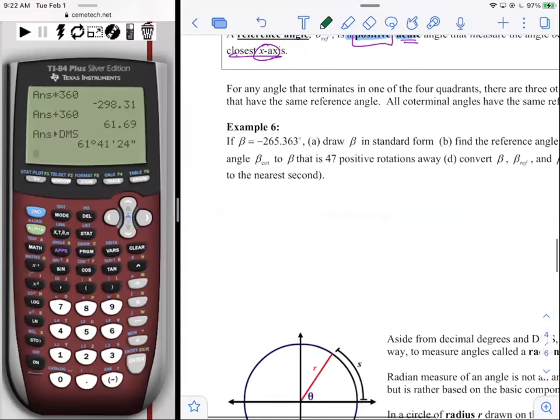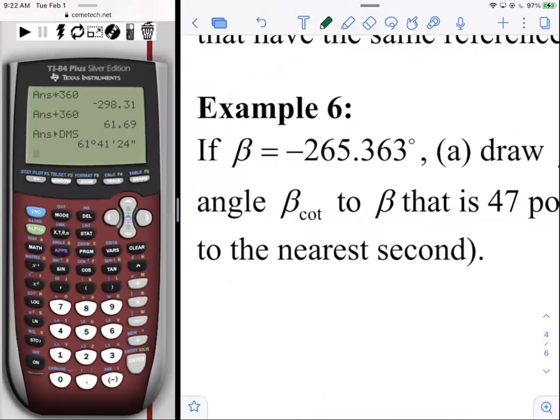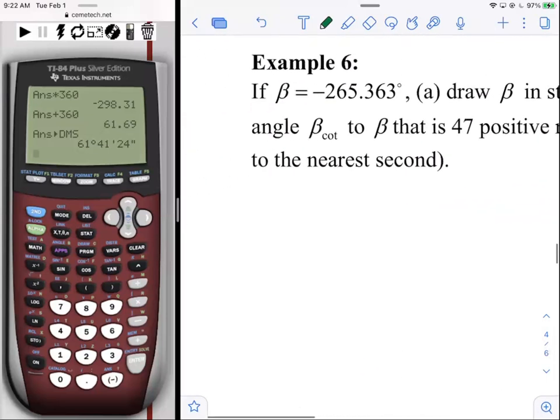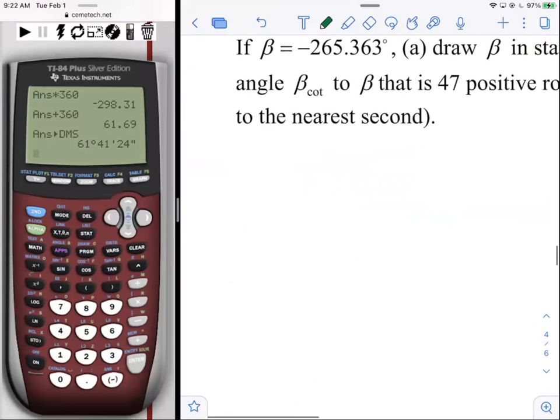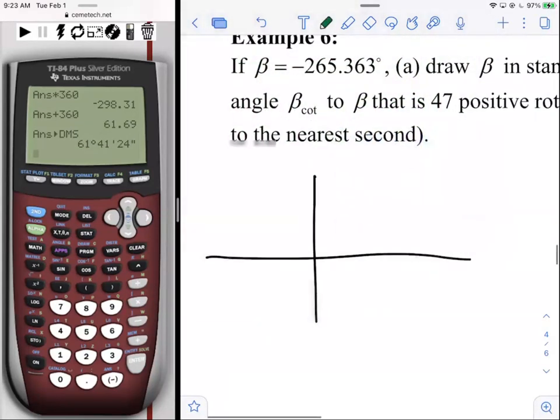Okay, let's try example 6. Example 6. If beta is negative 265.363, part A, draw it in standard form, or standard position, either one. All right, so let's do that. We're going to need ourselves a y-axis and an x-axis, and I'll use green, okay? So now I'm starting somewhere over here on the positive x-axis. You don't have to draw the initial ray. I'm rotating which direction, clockwise or counterclockwise?